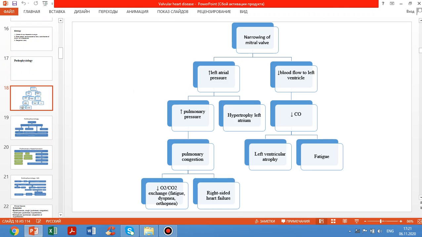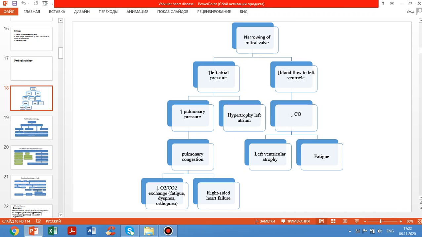Left pulmonary pressure is increasing and pulmonary congestion develops. Due to this, the oxygen and carbon dioxide exchange ratio decreases. Due to this, there are symptoms of fatigue, dyspnea and orthopnea, and right-sided heart failure.